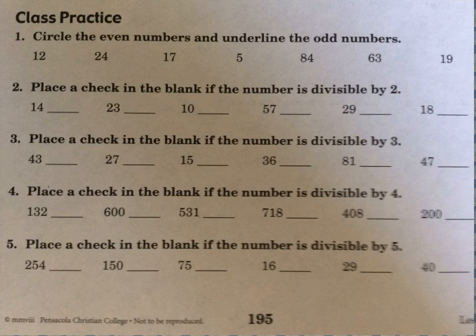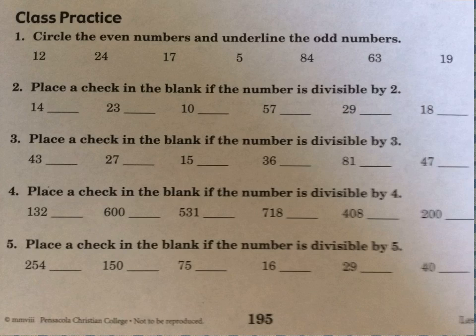Number 3 says to place a check in the blank if the number is divisible by 3. Now remember, to know if the number is divisible by 3, we add up the digits. For example, for this one, it's a 4 and a 3. We add those up. 4 plus 3 equals 7. Does 3 go in the 7 evenly? No, it doesn't go in evenly. So that means we won't put a check for the first one.